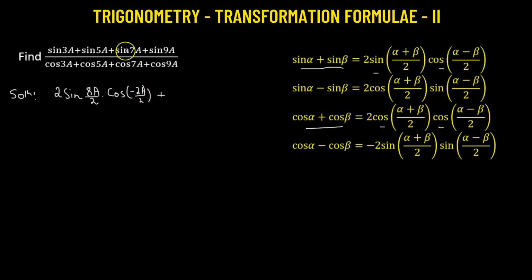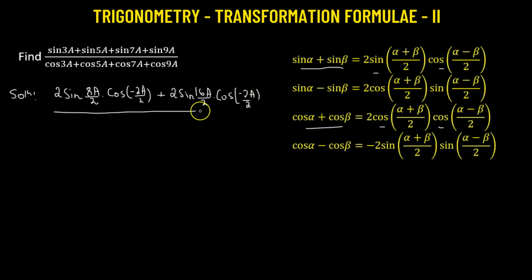Then we're going to add the third and the fourth term in the numerator. That's going to be 2 times sine of angle 7a plus 9a, that's going to be 16a, so 16a over 2 multiplied to cosine of angle, 7a minus 9a is negative 2a divided by 2.